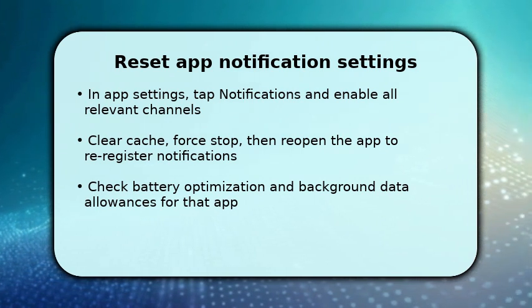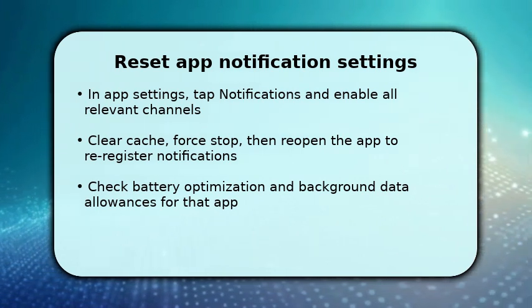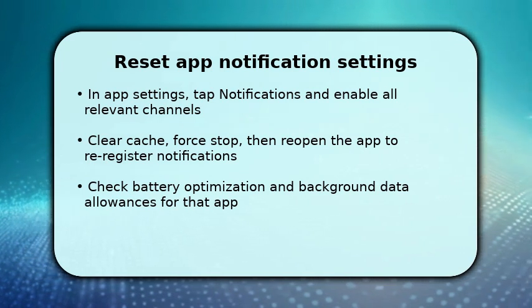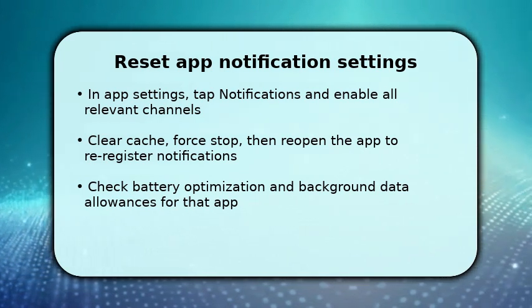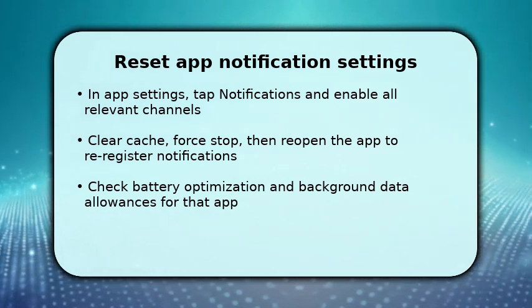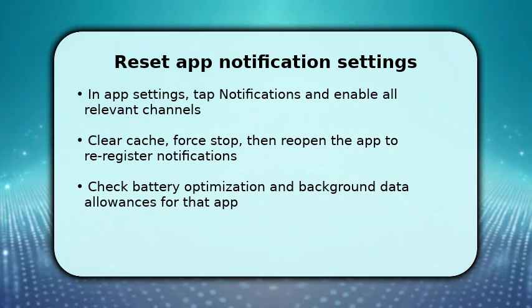Make sure battery optimization isn't restricting the app and that background data is allowed, because aggressive power management blocks notifications from the app. Finish by applying system-level remedies. Restart your phone and install any pending system updates. You want the latest fixes.